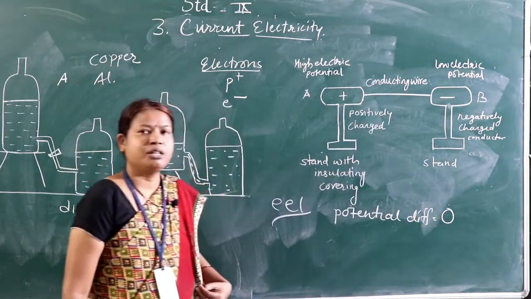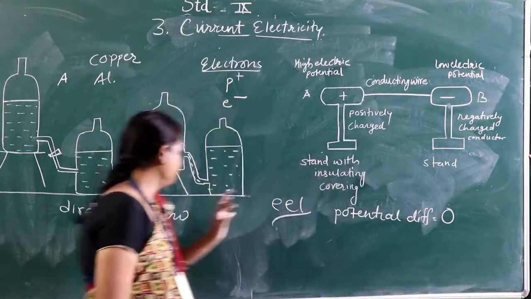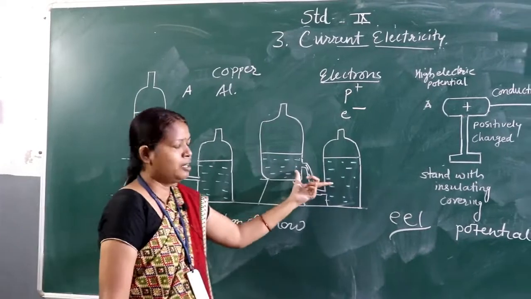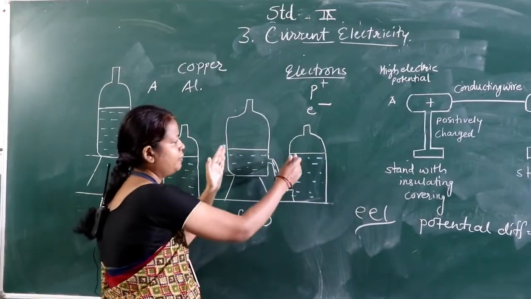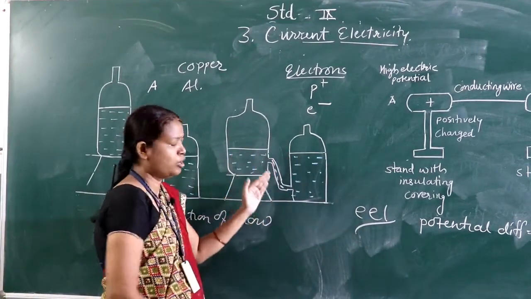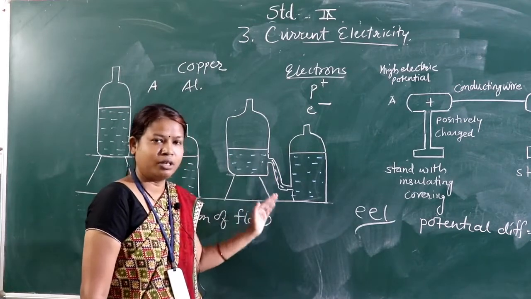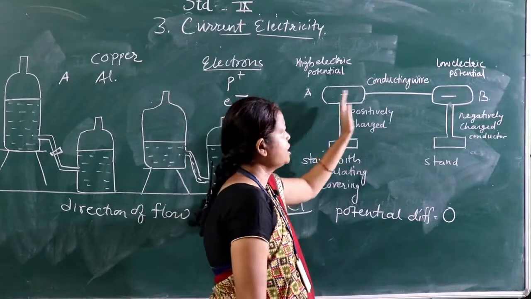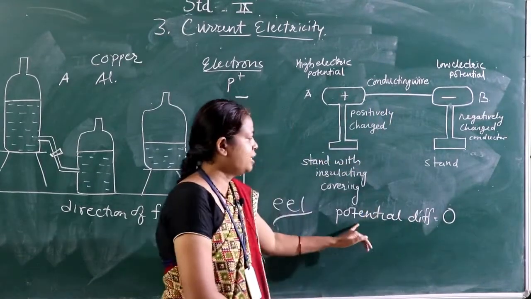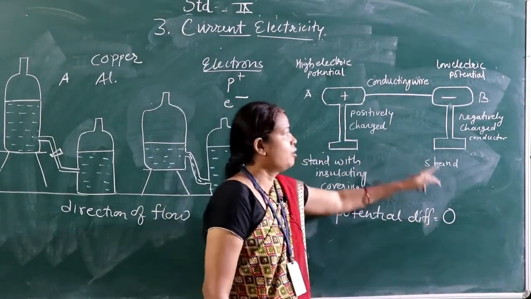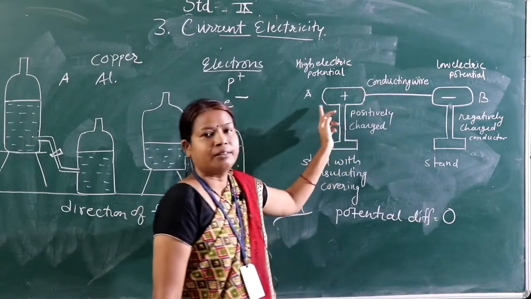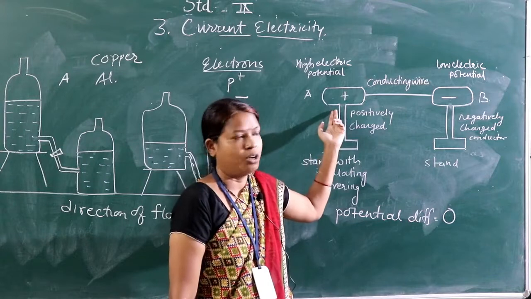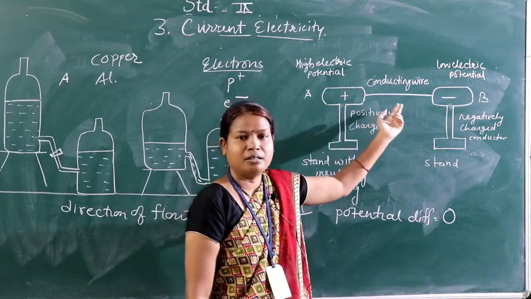When our potential difference becomes zero. In our first figure, when the level of water in both the bottles becomes equal, the flow of water stops. Similarly, the flow of electrons stops in this figure when the potential difference becomes zero, or when both the terminals carry equal electric charge or equal electric current.